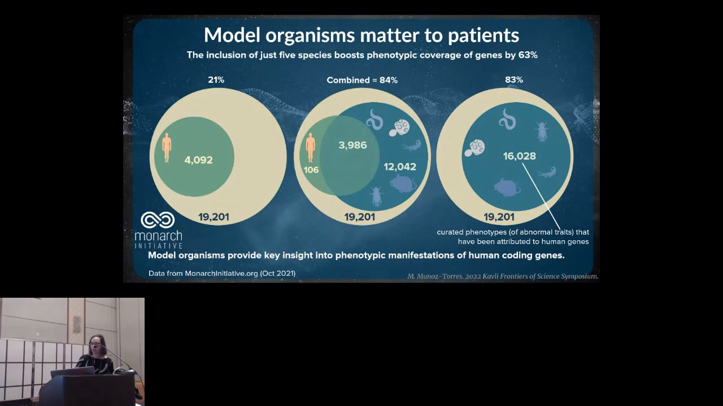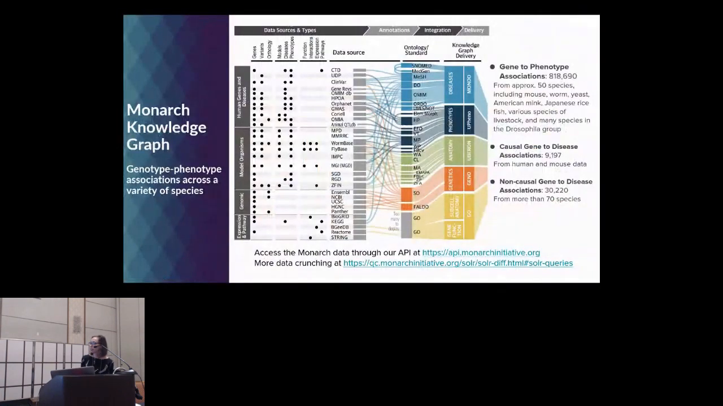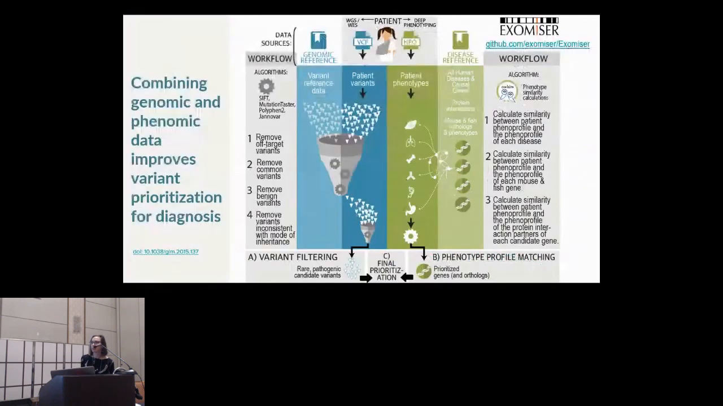All right. So we put this all together in a giant knowledge graph, and I put this slide in largely for, I know most of you are computational if you're interested. All of the data that we put together in the Monarch Initiative is available in an API as well as in a knowledge graph exchange format. There are approximately 818,000 gene to phenotype associations from 50 species now in the knowledge graph. What do we do with it?